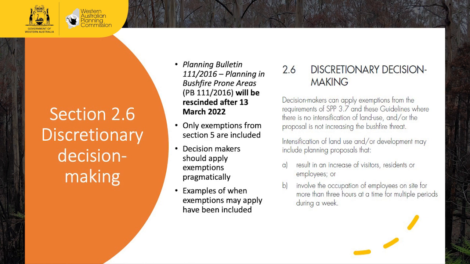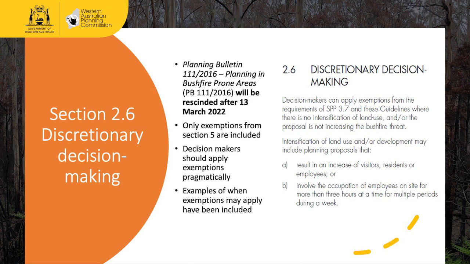Section 2.6 is a new section, but essentially it carries across existing information from Planning Bulletin 111-2016. The bulletin has been incorporated into the guidelines for ease of reference, and this means that it will be rescinded from the 13th of March 2022. Only Section 5 exemptions from the bulletin have been included and not the entirety of the information in the bulletin. This is because the remainder of the bulletin was included for guidance when the SPP guidelines and bushfire planning regulations were first introduced and are now considered common knowledge.